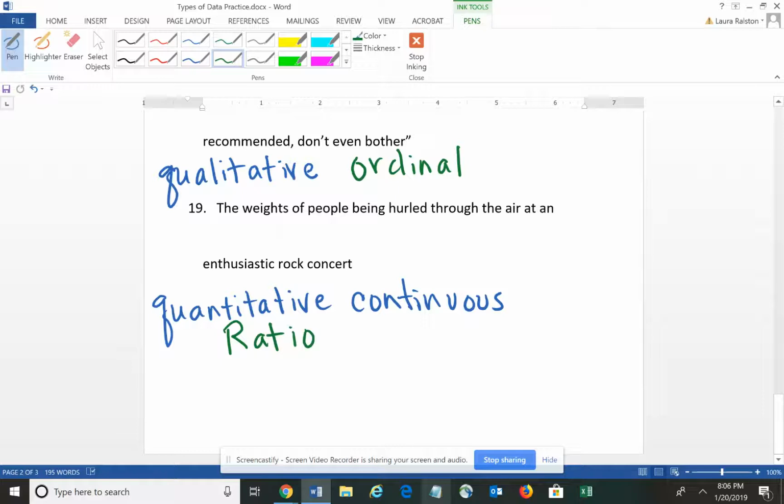and it's going to be discrete because you can't have half of a person. And it might be that I have zero yes responses. Zero yes responses would mean nobody said they had done binge drinking, which means we're at the ratio level.